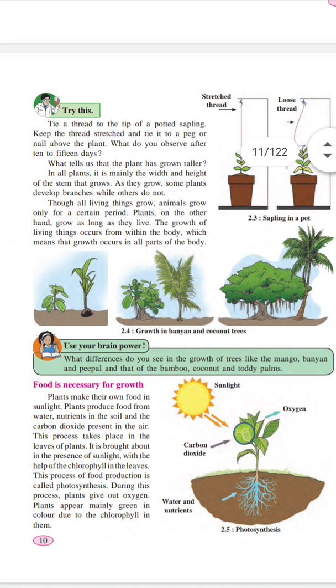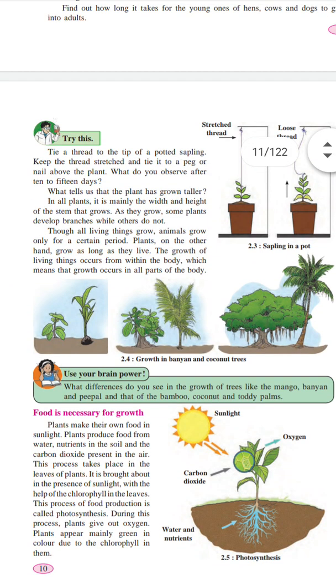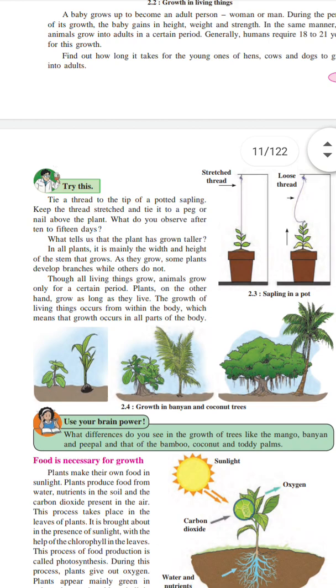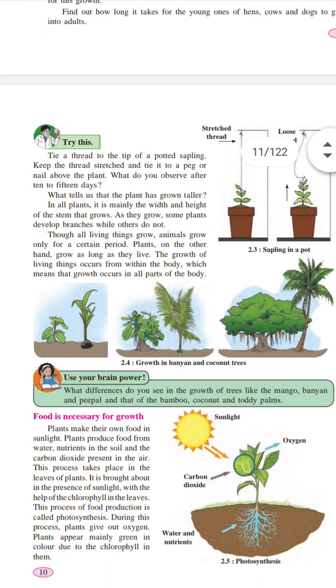See, there is a difference in how the two plants grow. The height of the coconut tree is much taller than the banyan tree, while the width of the banyan tree is large compared to the coconut tree. These are the differences between living things in their size, width and height. This is also different from plant to plant.